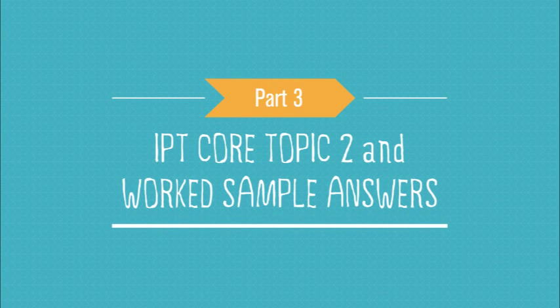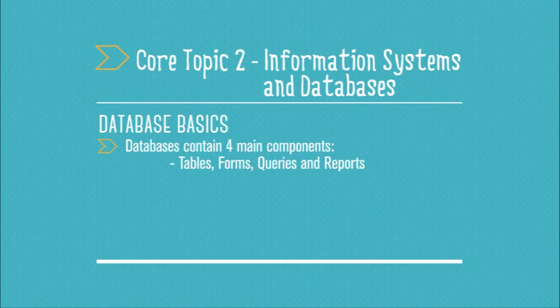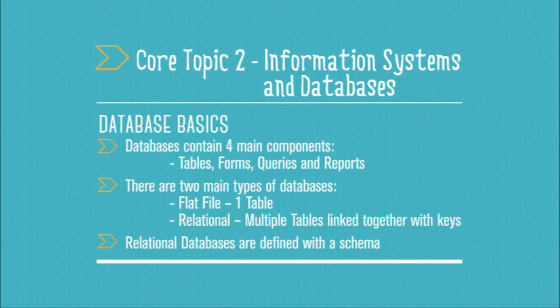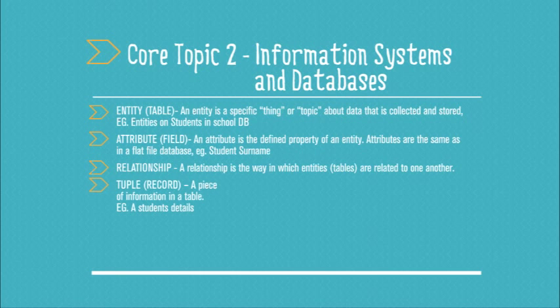So core topic 2 is about information systems and databases. And you'd be aware that databases contain 4 main components: tables, forms, queries, and reports. There's 2 types of databases: flat file, which you really deal with in the preliminary course, and relational, that you deal with in the HSC course. Relational databases are usually defined with a schema, and they have things like entities and attributes and relationships and tuples that you'd be aware of.